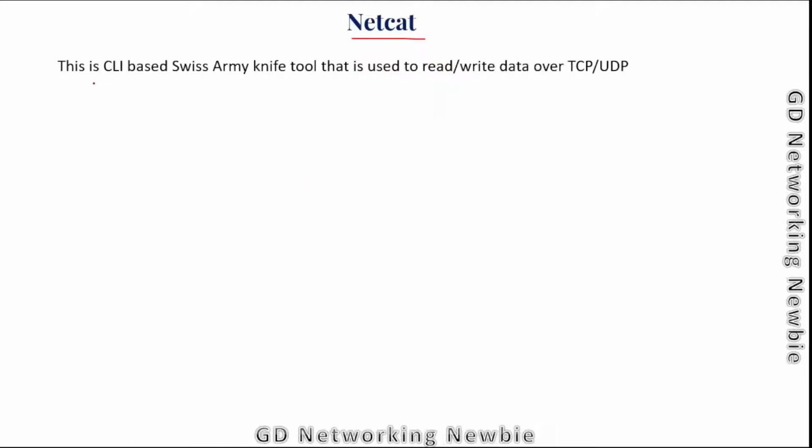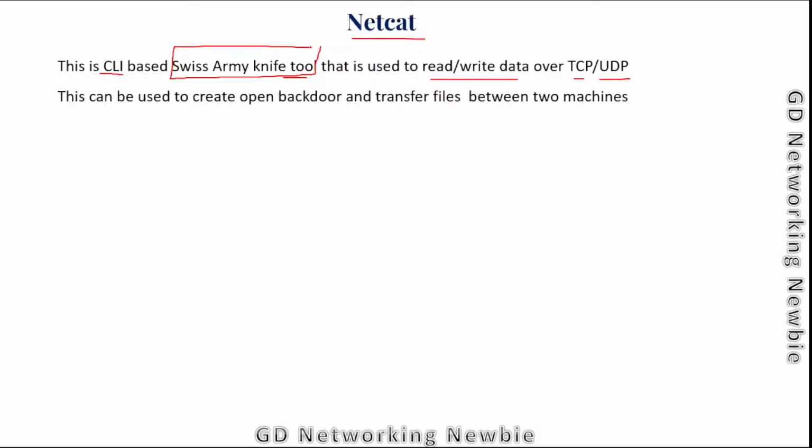Netcat is a command line based tool that is used to read and write data over TCP or UDP connections. It is also known as the Swiss Army knife tool. It's very versatile, which I think is the reason the name was given to it. It can be used to create an open door, and it can be used to transfer files between two machines.